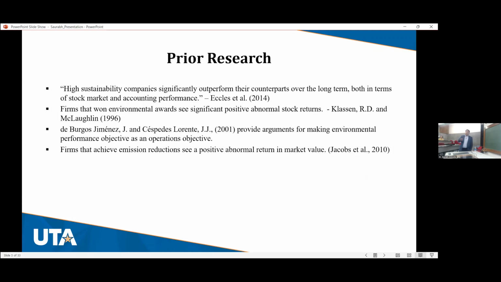And so if you look at what work has been done on environmental performance and sustainability, we find two streams of research. One, that the market is always rewarding environmental performance. If you see firms that win environmental rewards see abnormal stock returns, it makes sense to make environmental performance objectives as operations objectives. Firms that are having emission reductions are seeing better returns on the market. So the market is always rewarding sustainable behavior.